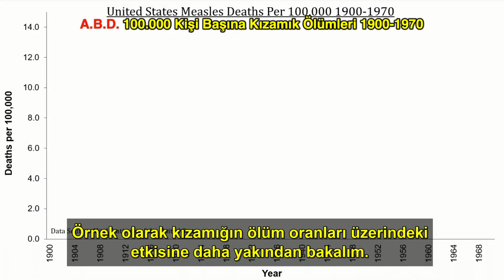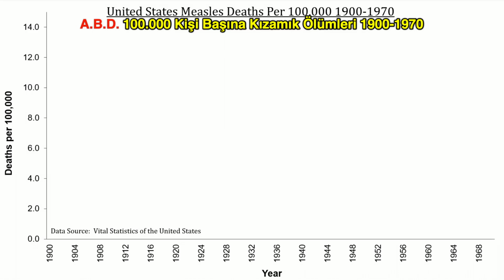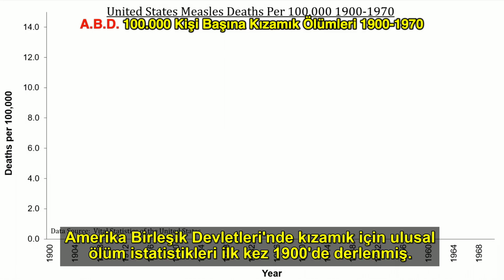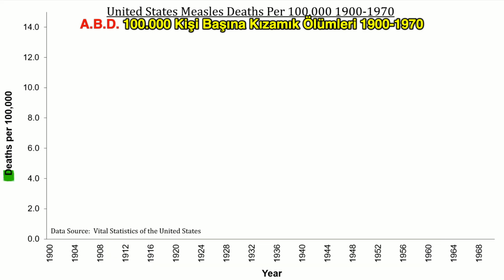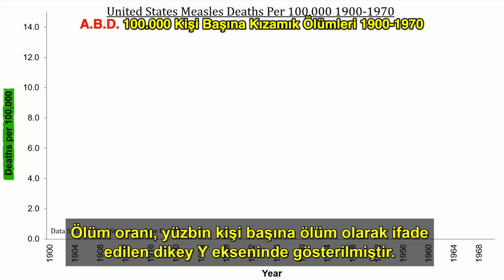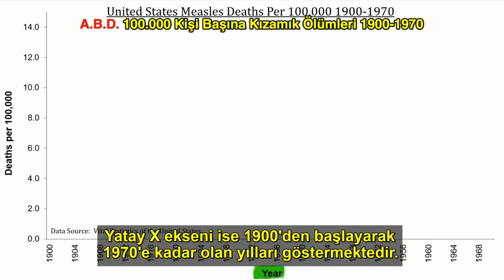For example, let's take a closer look at the impact of measles on mortality rates. In the United States, national mortality statistics for measles were first compiled in 1900. The mortality rate is represented on the vertical y-axis, expressed as deaths per 100,000 individuals. The horizontal x-axis shows the years beginning in 1900 and ending in 1970.